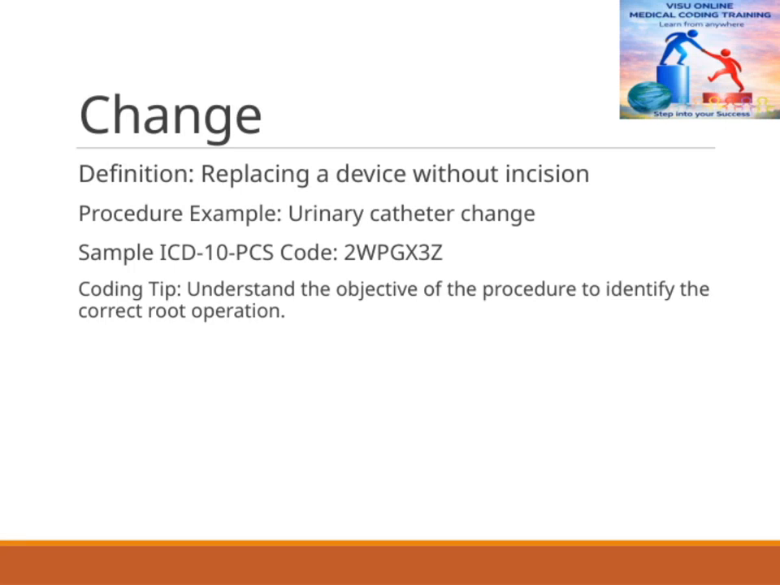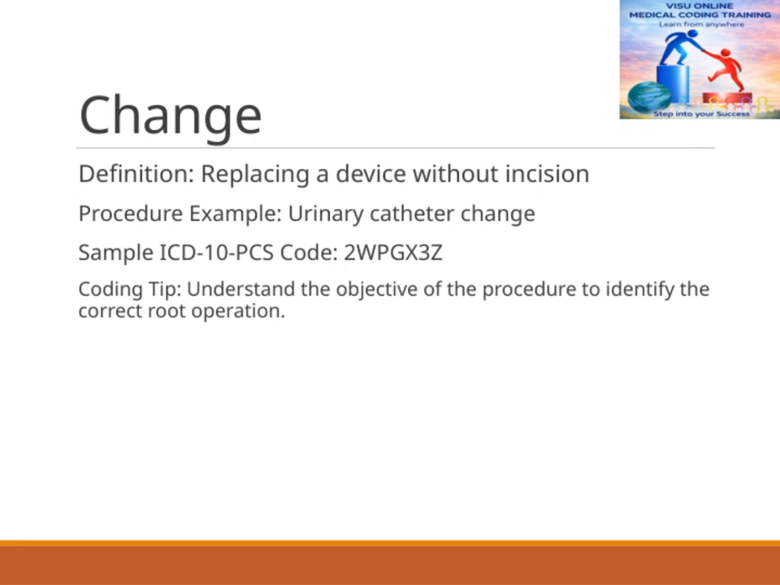On this slide, we're focusing on the concept of replacing a device without making an incision. This is an important aspect of coding because it often involves different procedures than those that require surgical cuts. For example, a common procedure is a urinary catheter change, where the device is simply replaced without cutting into the body. When coding these procedures, we use a specific ICD-10 PCS code, such as 2WPGX3Z for a urinary catheter change.